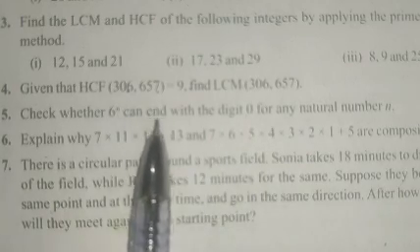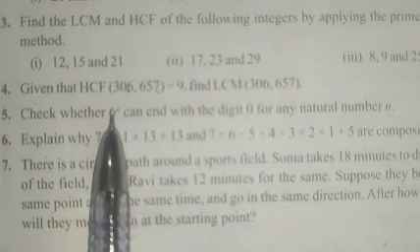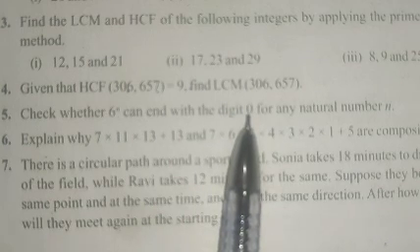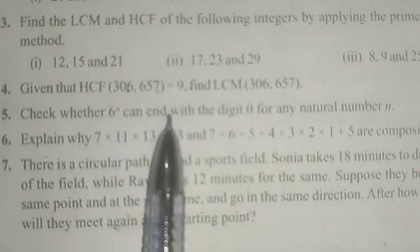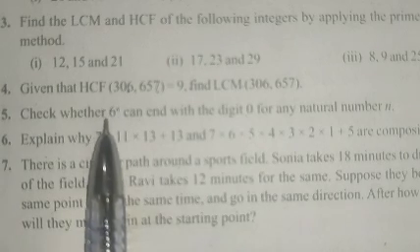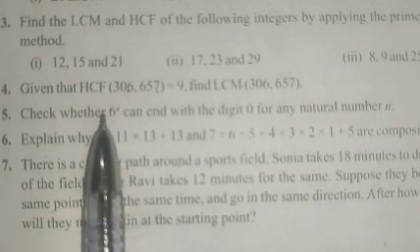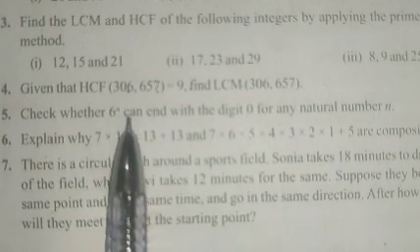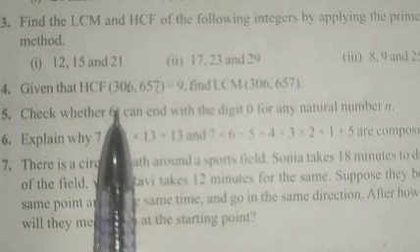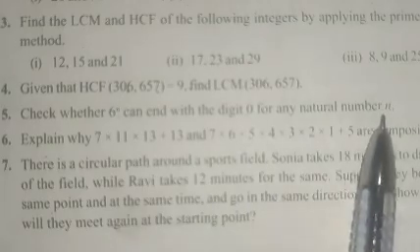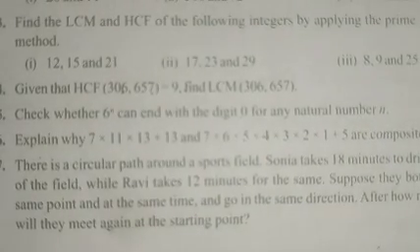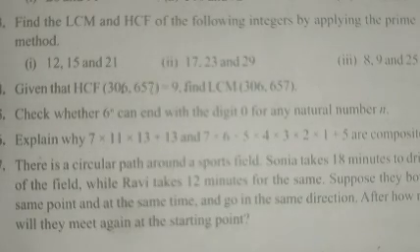Now 6 has only two prime factors, 2 and 3, and as we know, for any number to end with digit 0, it should be a multiple of 10, so its prime factors should contain 2 and 5. But 6 raised to power n contains only 2 and 3 as primes. It doesn't contain 5. So it will never end with digit 0 for any natural number n. You can write it in your own language or you can refer to example number 5 of the chapter.